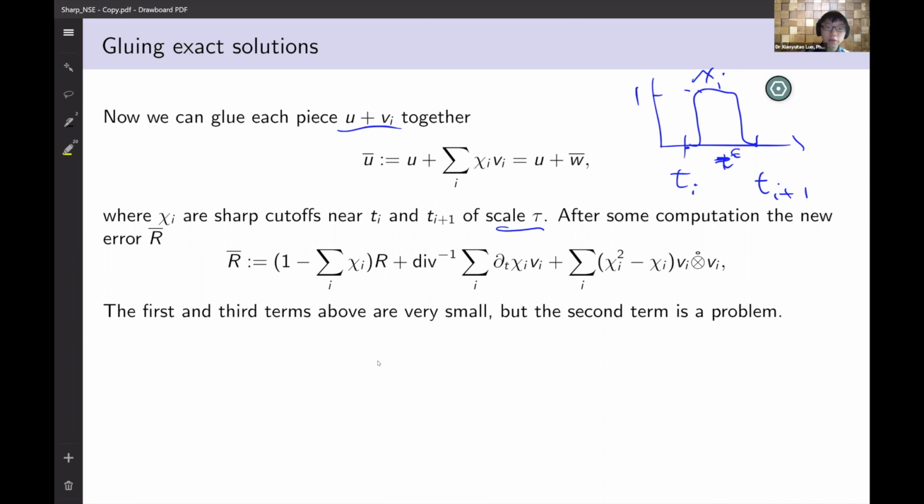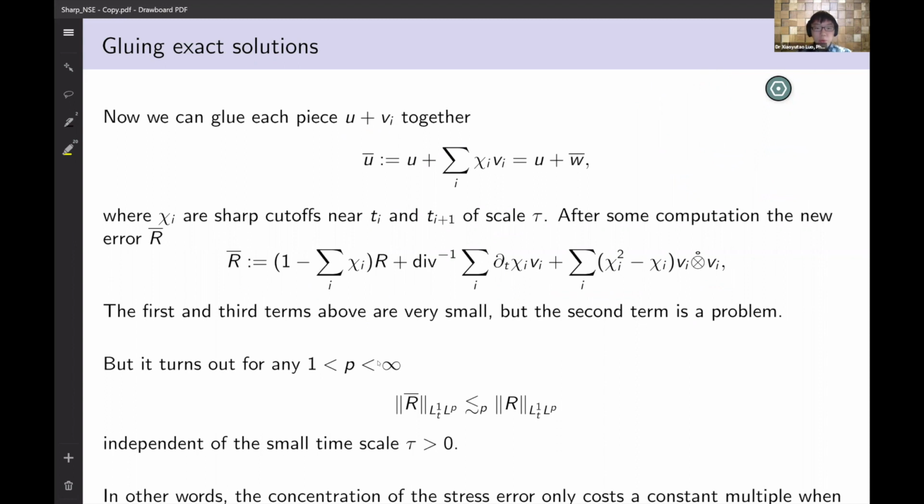And after some computation, you can find this is the new stress error, right? The first and the third term are fine because this chi is mostly 1. But the second one is a problem because when the time derivative hits chi I, it's going to be huge, because your cutoff is very sharp. But nevertheless, it turns out you can obtain such estimates, because it is L1 in time, it cancels exactly this one derivative on chi I, and we can only do this for p bigger than 1 and less than infinity. It's because of some technical reason of Calderon-Zygmund singular operators, but this is not very essential.